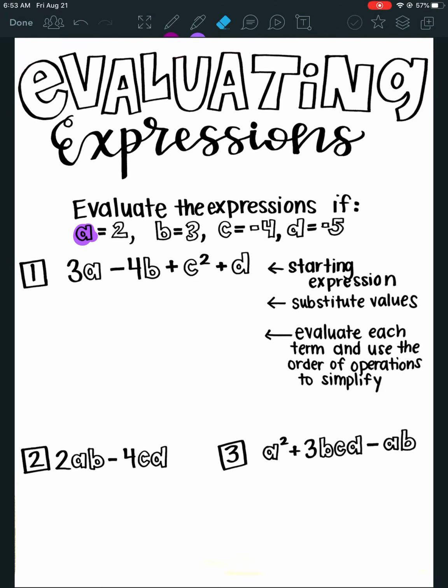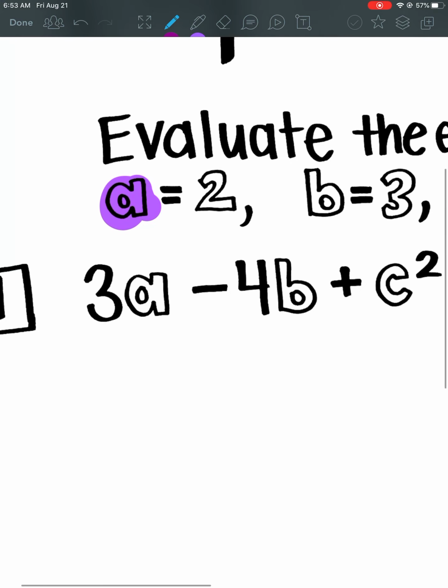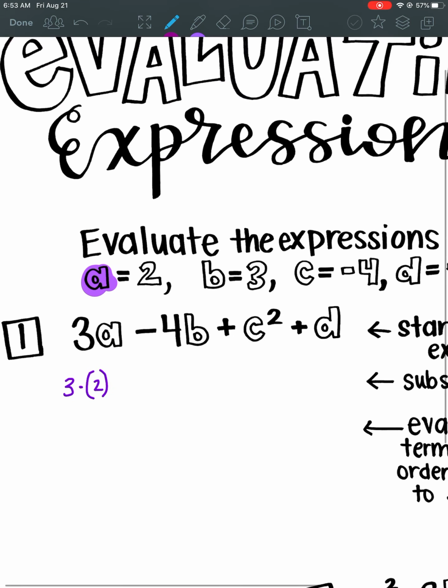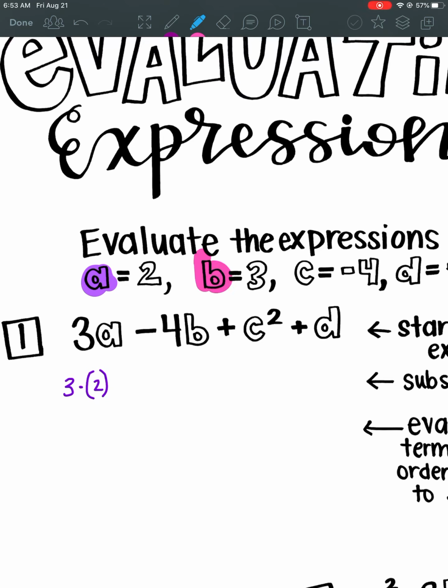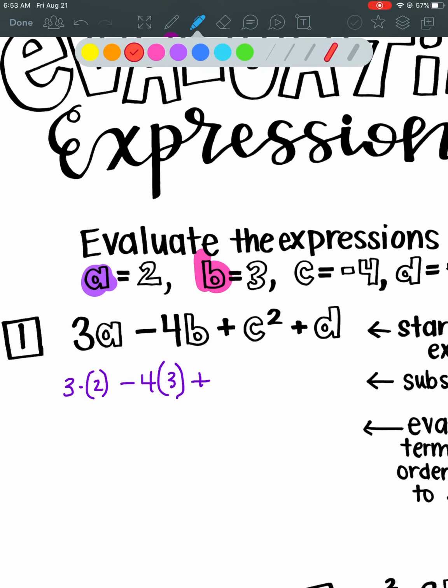Whenever you plug in, sorry, I'm going to zoom in so I don't take up too much room. Whenever you plug in numbers, they always go in with parentheses, and we'll talk about that. It makes more sense when we plug them in with negatives. Okay, B, let's see, we have 3, so we have minus 4 times 3 plus C is negative 4.